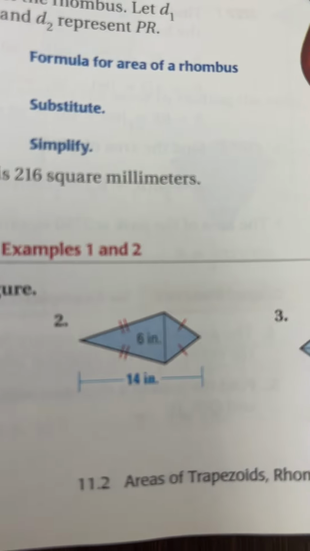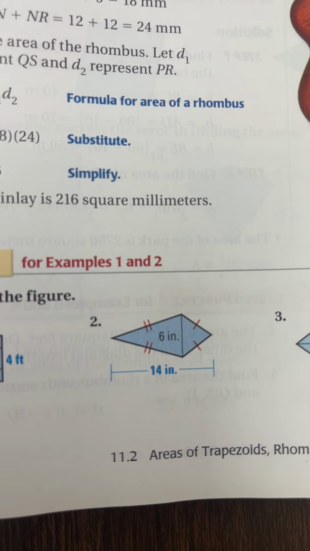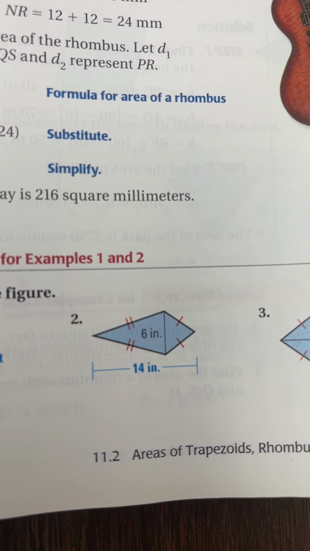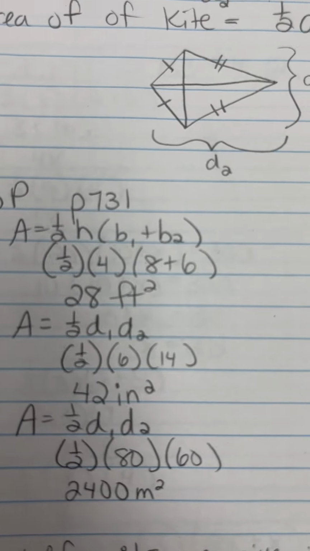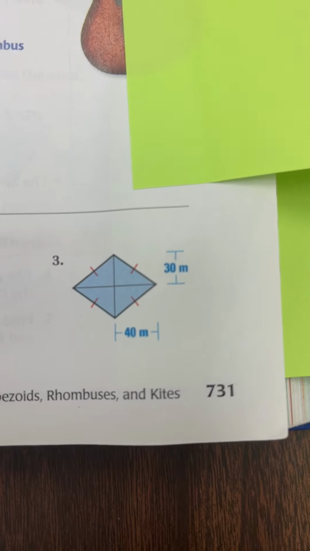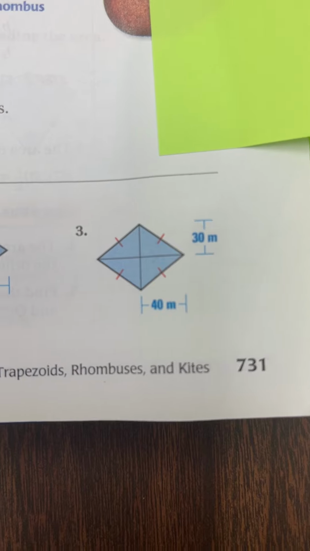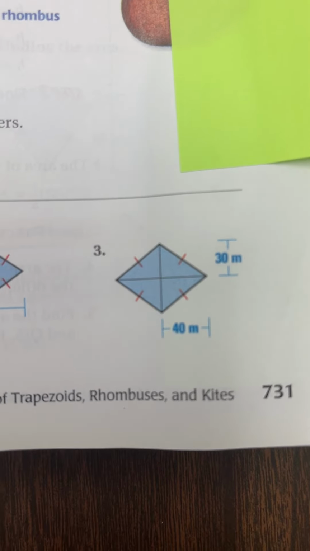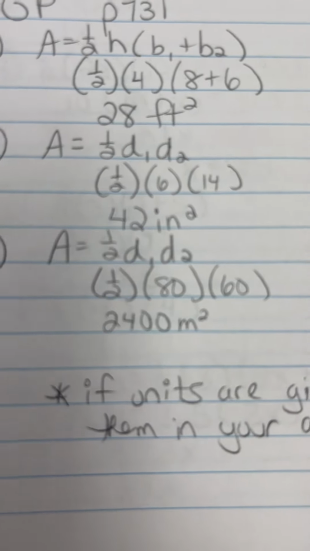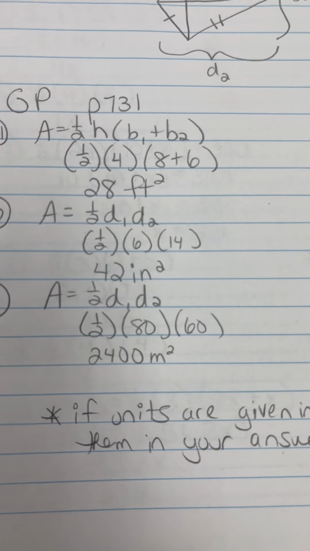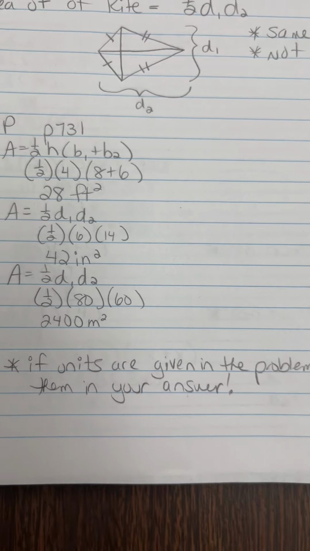The next one, number 2, to find that area. One diagonal is 6, the other diagonal is 14. So when I plug that into the formula, 6 times 14 times 1/2 gives you 42 square inches. Number 3, one diagonal is 80, the other diagonal is 60. Be careful what they're showing you. So when I plug that in, 1/2 times 80 times 60, I get 2,400 meters squared.